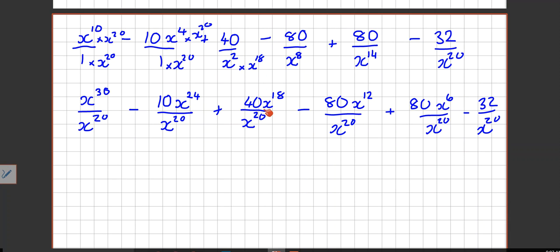You're looking at the final answer, or are you showing the work now? Okay. Wait. I'm sorry, we don't have work yet. It's just the final answer. Wait, so do you put them on the line? So now we've got x to the power of 30 minus 10 x to the power of 24 plus 40 x to the 18.